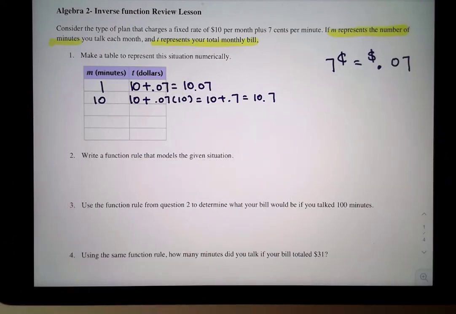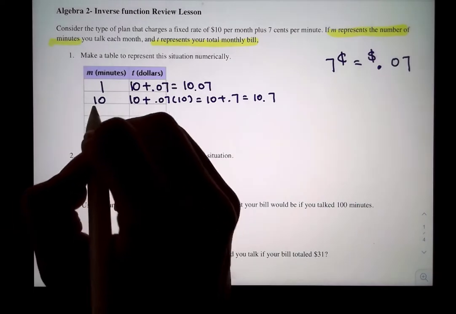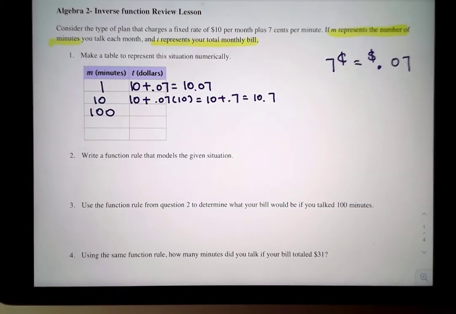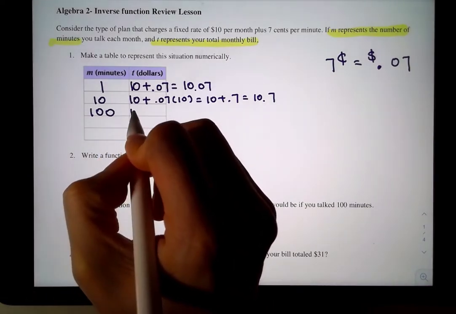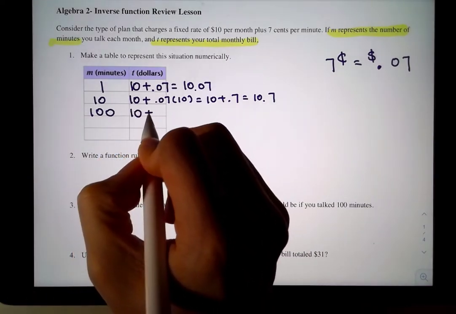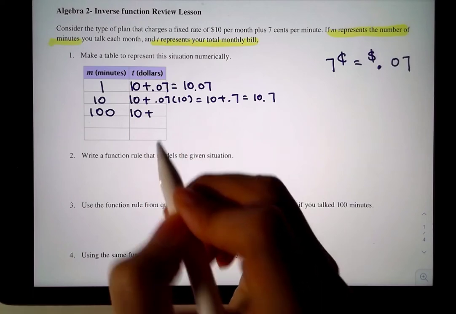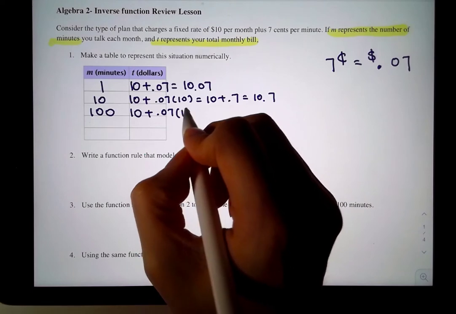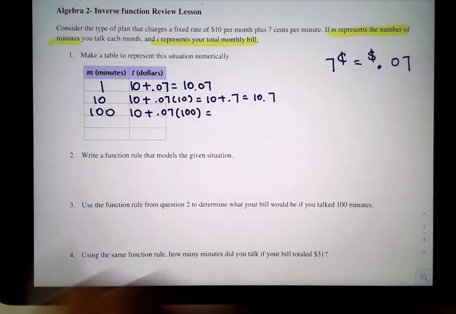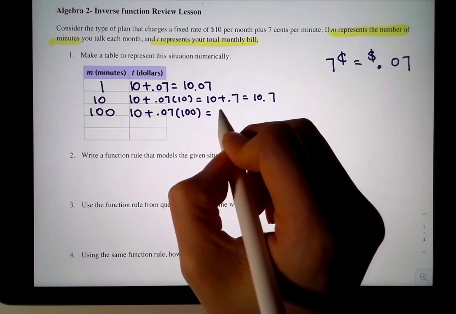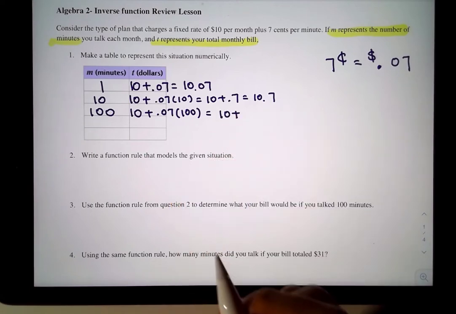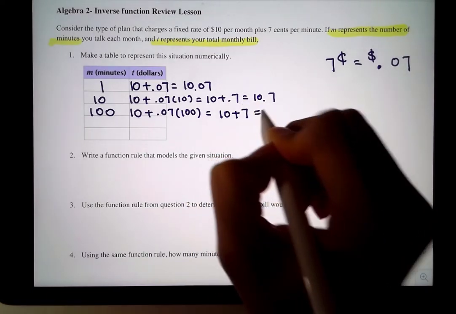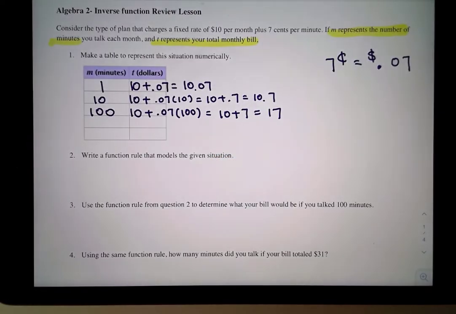And what about if I use 100 minutes? Then what? No matter what, you need to pay $10, and then every minute you pay 7 cents. So 7 cents times 100 minutes. Then you get 10 plus, because 0.07 times 100, you get 7, right? So 10 plus 7, $17, right?